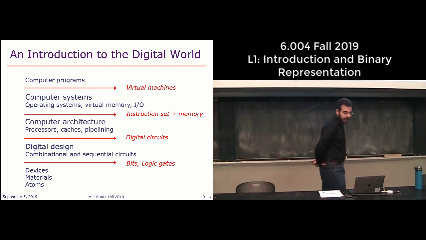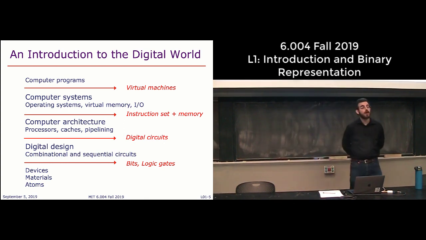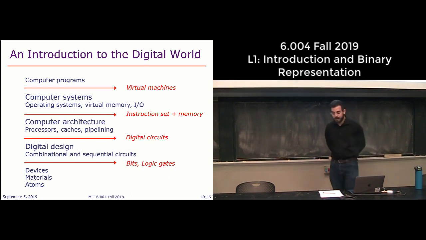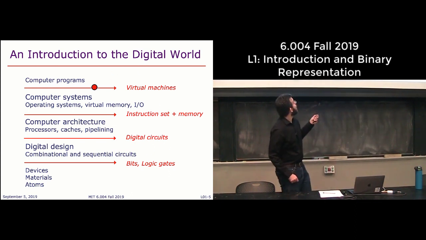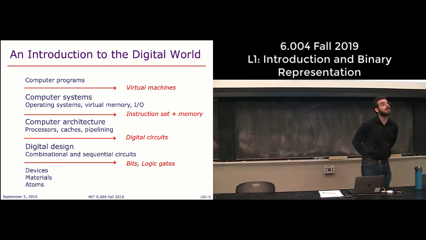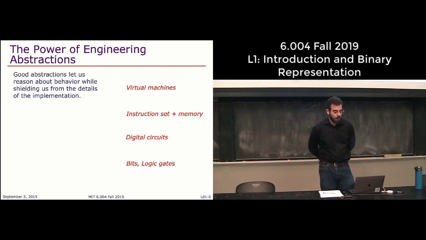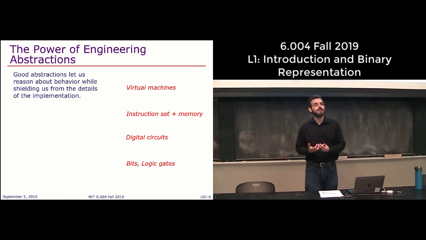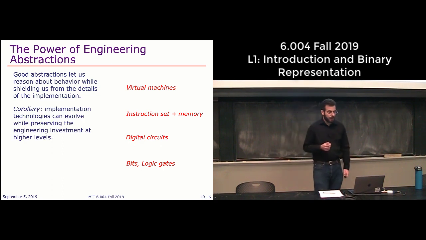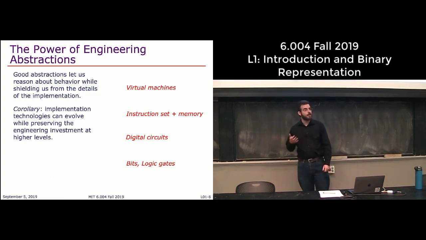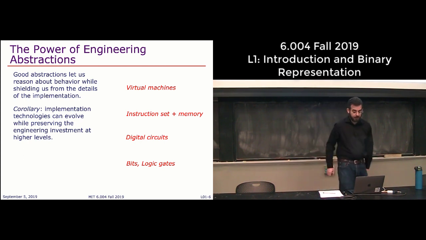We have bits and logic gates, digital circuits, an instruction set, and memory, and up at the top, what we call a virtual machine. And these interfaces are essentially very clean abstractions that let us hide the details of the implementation of each building block while still allowing us to reason about their behavior. So the benefit of these abstractions, of these interfaces, is that by shielding us from the implementation, we get to essentially evolve these technologies independently or with very loose coupling.